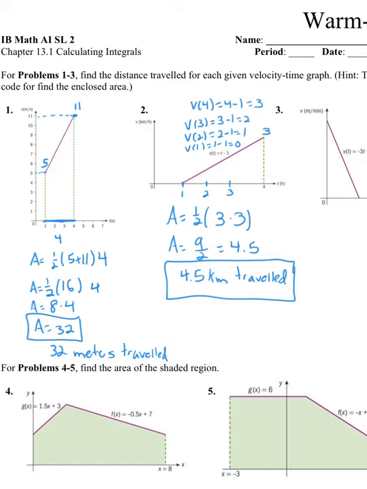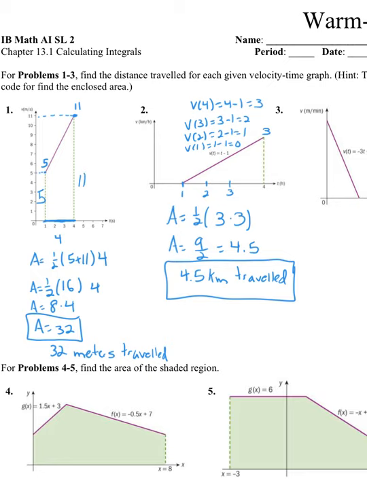Let's start with number one. It's a trapezoid, so you're just finding the area of the trapezoid. We find that the height is 4, and then the bases are 11 and 5. So one of them is going to be length 5, one of them is going to be length 11, and then we just use the trapezoid formula to find the area.